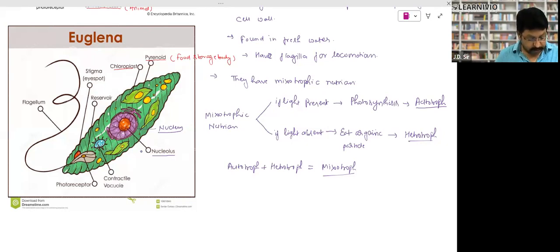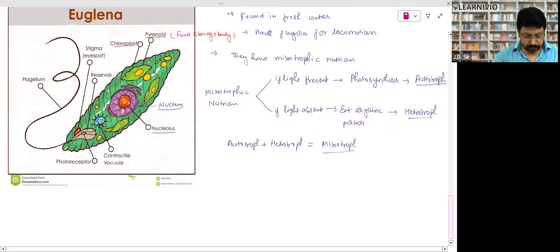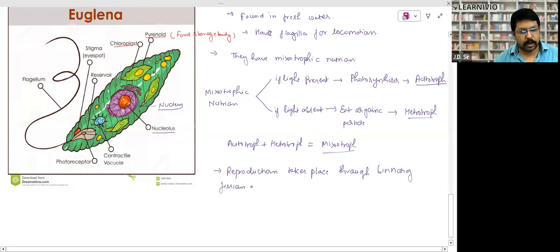So this was the peculiarity of this one. They have flagella and reserve food. Reproduction takes place through binary fission. They will divide into two and make two new organisms. So reproduction takes place through binary fission.